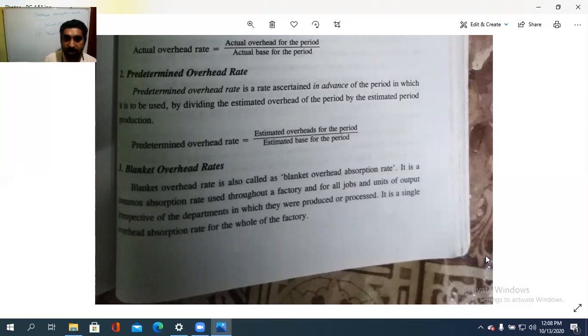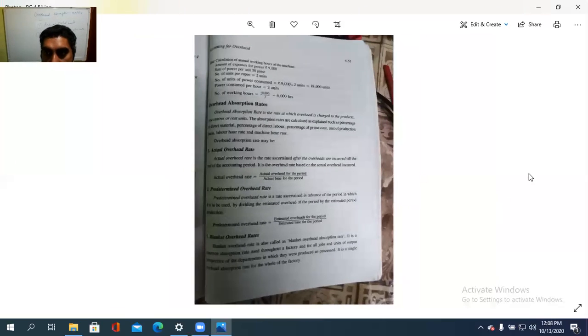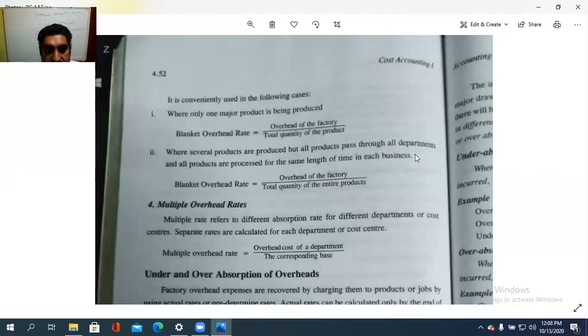So it is a rate used throughout a factory and for all the jobs and units of output, irrespective of the departments in which they were produced or processed. It is a single overhead absorption rate for the whole of the factory. So in this, where only one major product is being produced, blanket overhead rate is equal to overhead of the factory divided by total quantity of the product. Just for theory purposes.